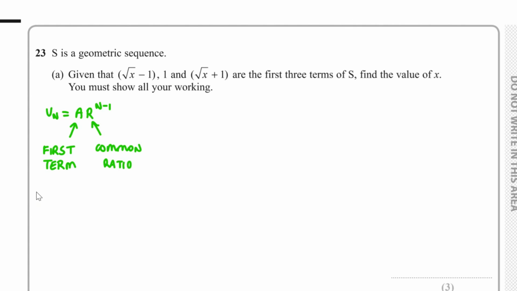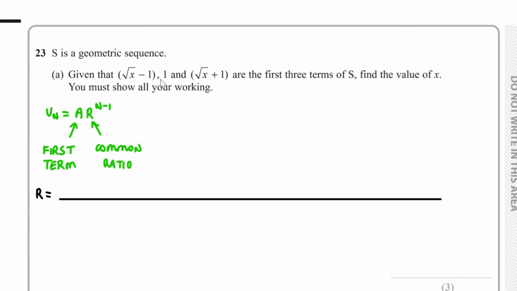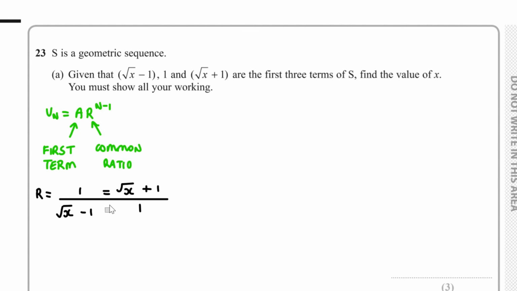So r, the common ratio, is equal to, well, here we've got the second term over the first term, so we've got 1 over root x minus 1. This is equal to the third over the second, so here we've got root x plus 1 over 1. And our job is to find out what x is. So to find out what x is, we need to cross multiply.